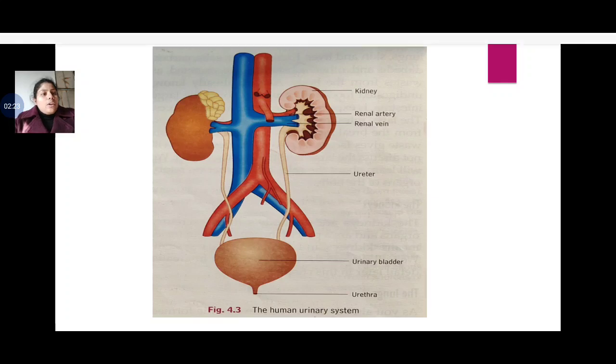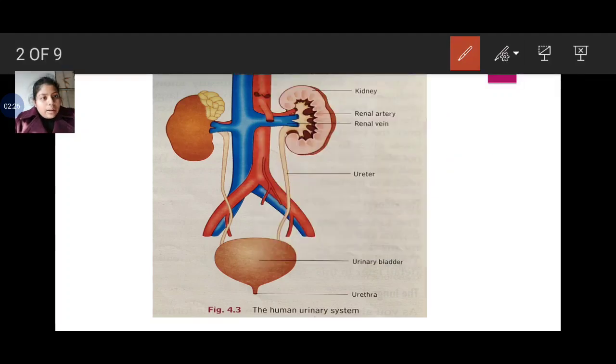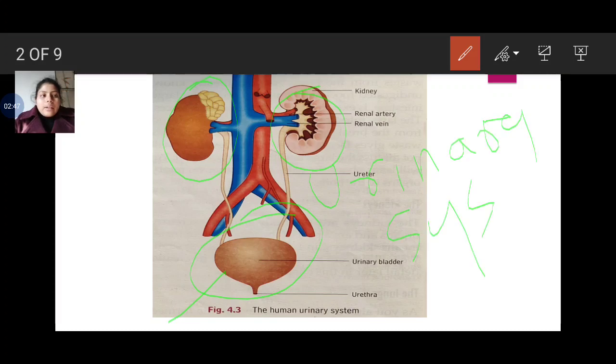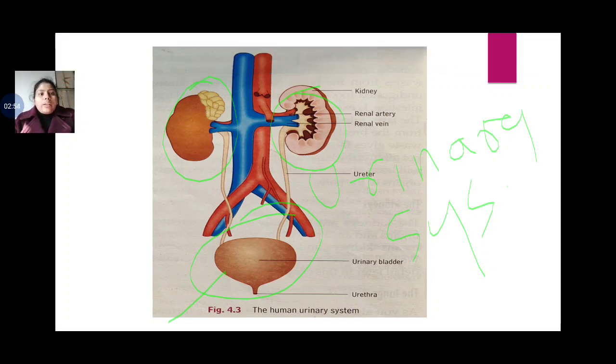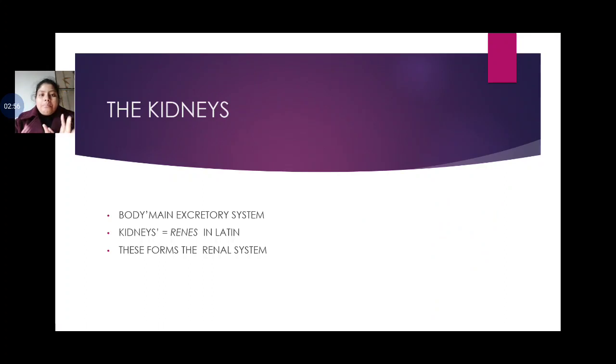Now you can see over here, students, that figure number 4.3 is already given in your book, and it is depicting the structure of the kidney and the various parts of your urinary system. We are going to study the urinary system in detail a bit later, but just as an introduction to the kidney, what I'll say is that the kidney is the main excretory organ.